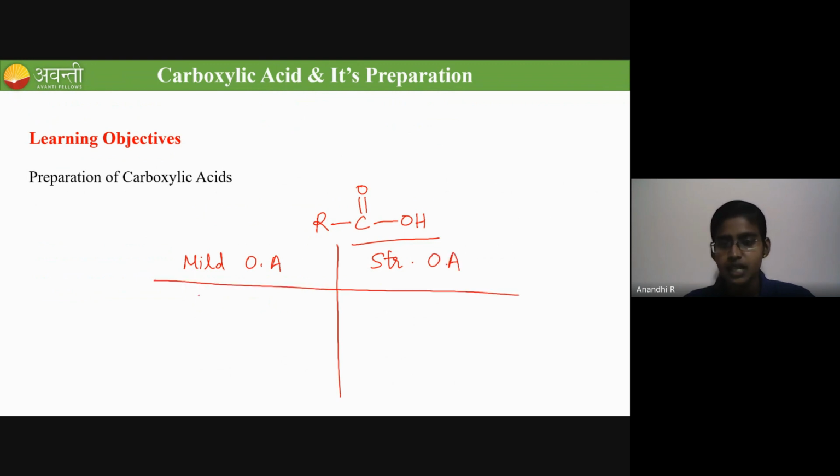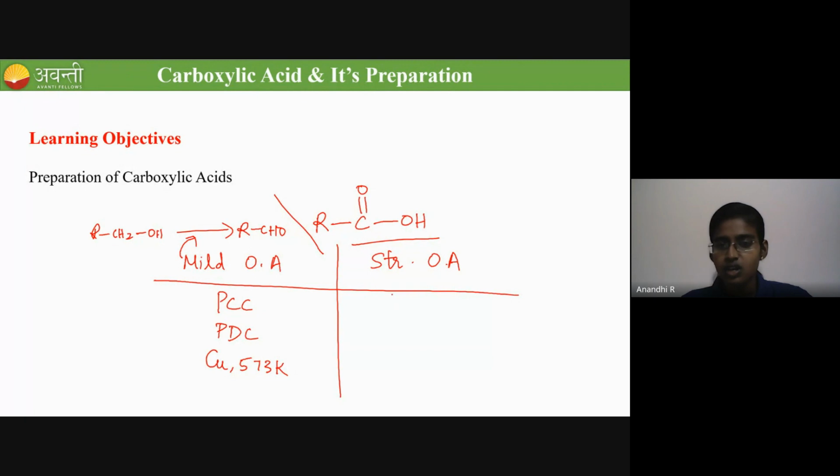So mild oxidizing agents are PCC, pyridinium chlorochromate, and PDC, pyridinium dichromate, and then copper at 573 Kelvin. All these three reagents fall under mild oxidizing agents. That is, they will oxidize the alcohol to aldehyde. It will not undergo further oxidation to carboxylic acid. Alcohols will get converted to aldehyde, and the aldehyde will not undergo further oxidation to carboxylic acid if we are using mild oxidizing agents here.